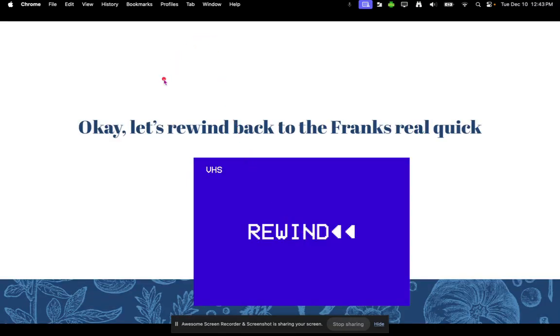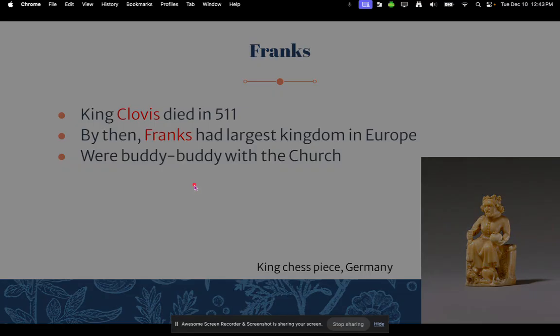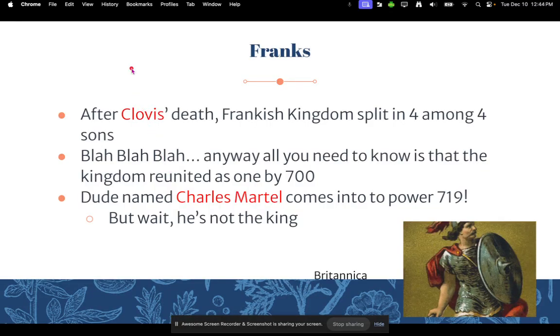All right, now let's rewind back to the Franks real quick. So King Clovis died in 511, but by then the Franks had the largest kingdom in Europe, and they're also best friends with the Catholic Church. So again, here's a map. We talked before how the darker green is what Clovis conquered in his lifetime. So after Clovis's death, the Frankish kingdom was split into four among his four sons.